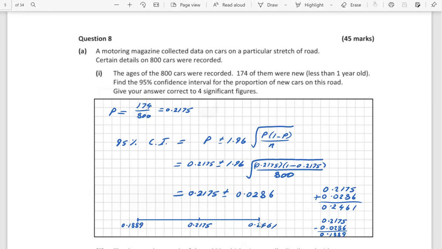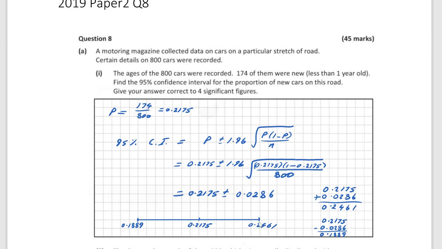We can't say exactly because this is only a sample, but we can say with 95% confidence. That's what this is. It's a 95% confidence interval, and that's the only interval they can ask you in the Leaving Cert. It's always going to be a 95% confidence interval. So that's that question done.